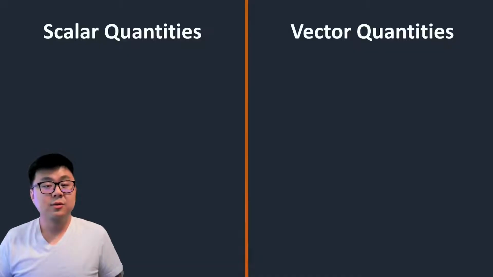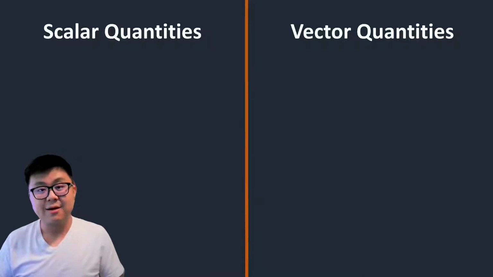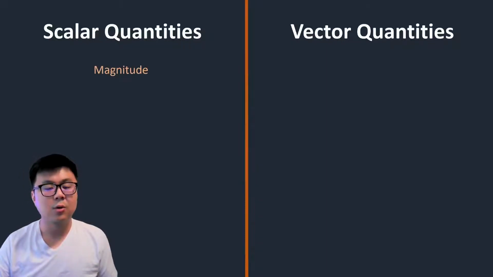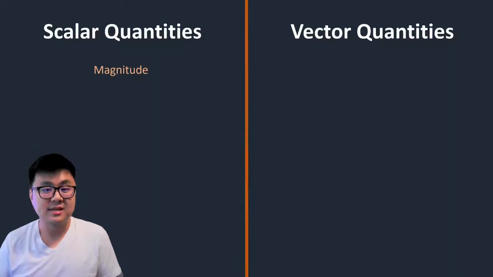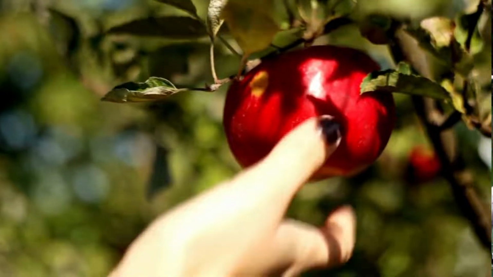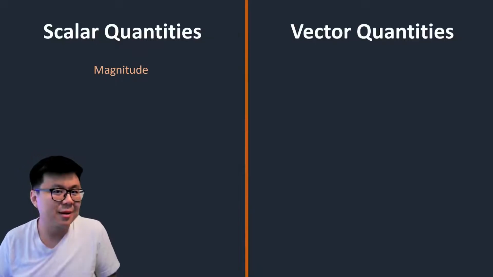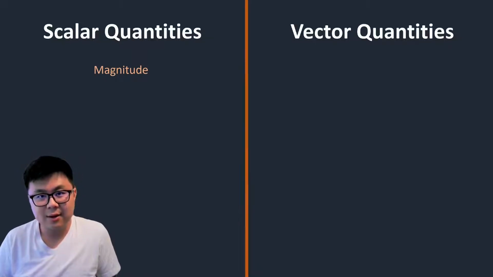Before we go into the drawing of vectors and breaking down vectors into its individual components, let's quickly compare the differences between scalar quantities and vector quantities. First, scalar quantities only consist of magnitude, or a numerical value to represent its size. For example, I can say that the mass of an apple is 1 kilogram. I don't have to say that it's 1 kilogram north or 1 kilogram to the left, it's just 1 kilogram.